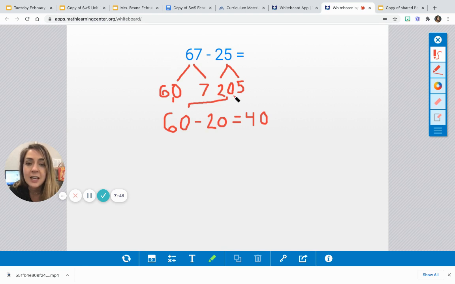Okay, so now I need to take care of my ones place. So I need to take the 7, and I need to subtract the 5. And then I know that 7 minus 5 is 2. Now I need to take both of my numbers that were my answers, and I need to subtract that. So 40 minus 2 equals 38.